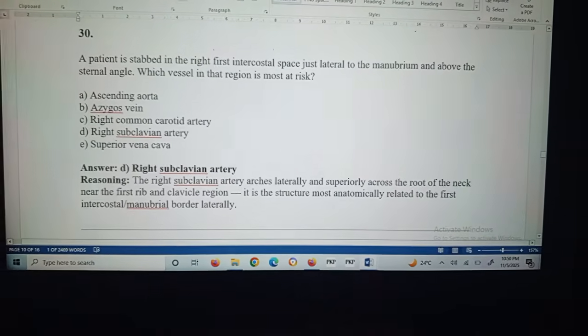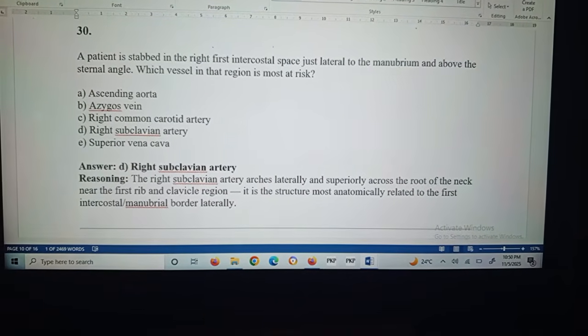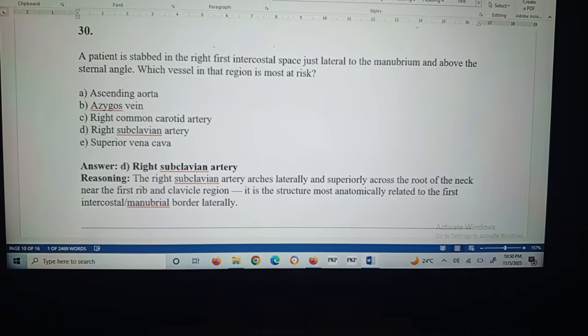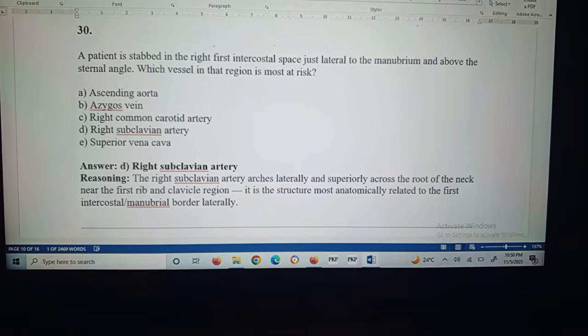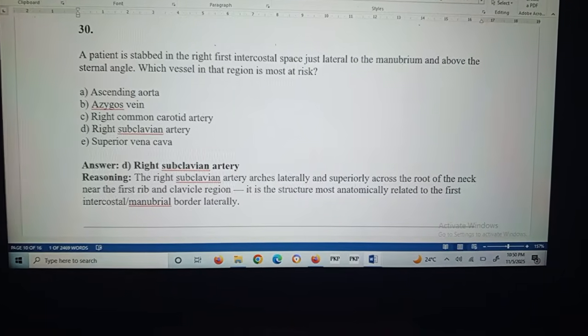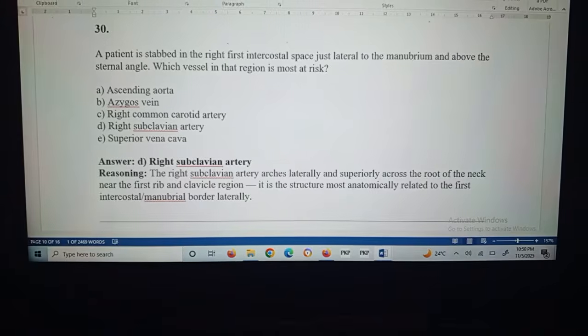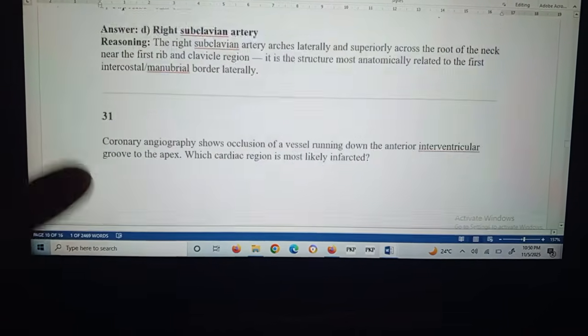A patient is stabbed in the right first intercostal space just lateral to the manubrium and above the sternal angle. Which vessel in that region is most likely at risk? Right subclavian artery, as it arches laterally and superiorly across the root of the neck near the first rib and clavicle region. It is the structure most anatomically related to the first intercostal or manubrial border laterally.